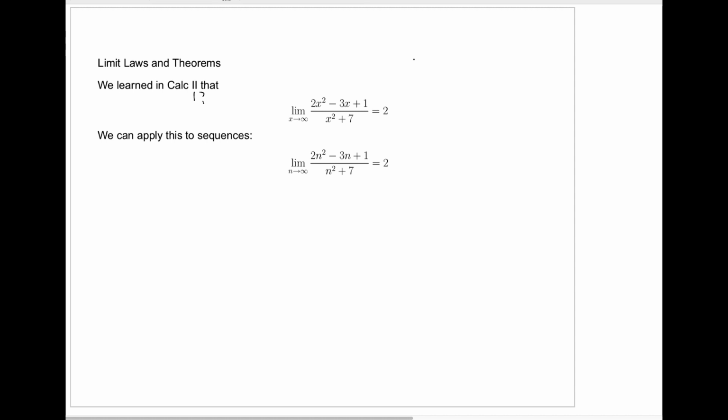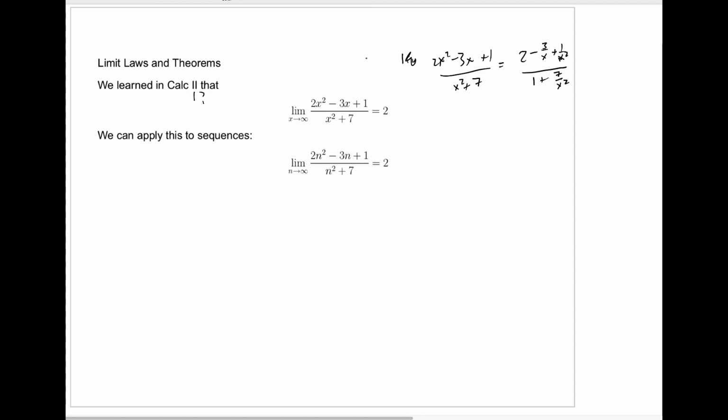How did we compute that? Well, we saw that 2x squared minus 3x plus 1 over x squared plus 7 is actually, if I divide numerator and denominator by x squared, I get 2 minus 3 over x plus 1 over x squared over 1 plus 7 over x squared.